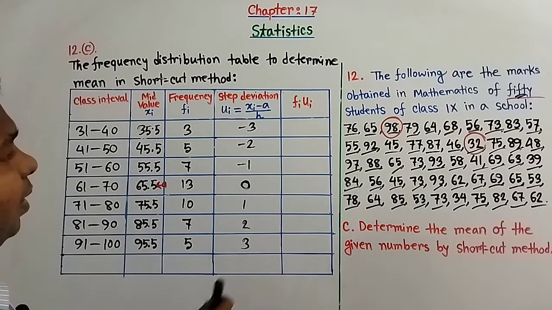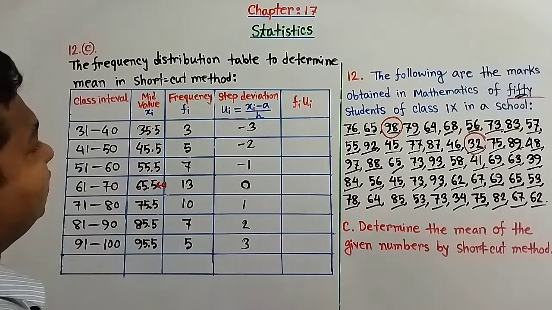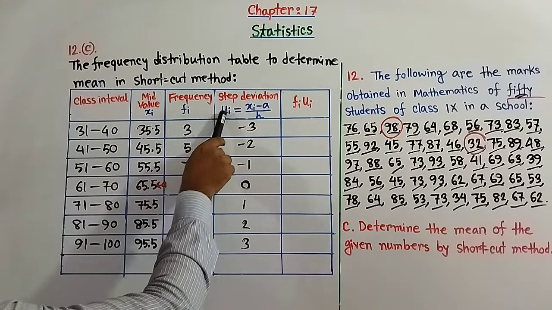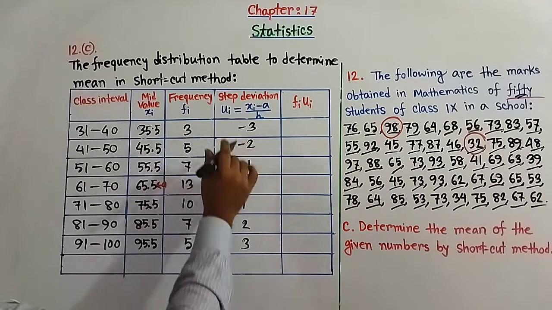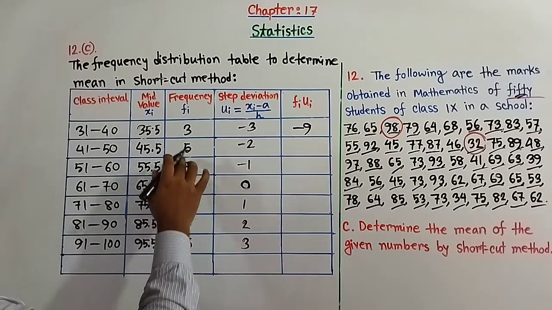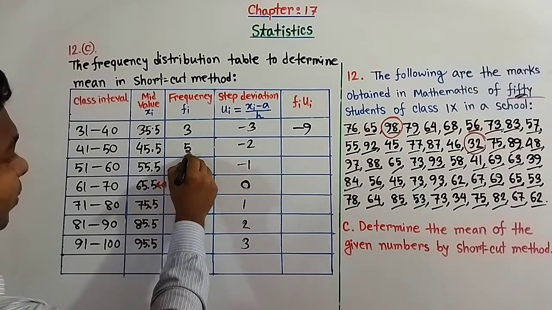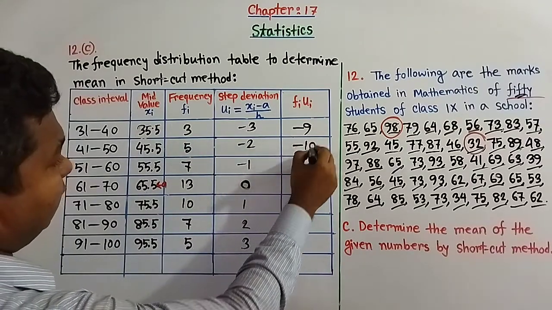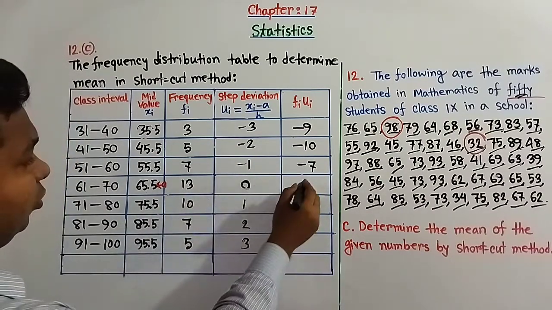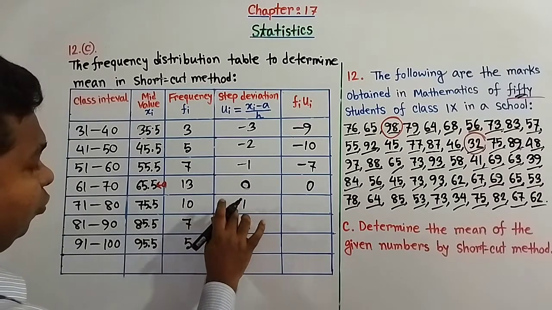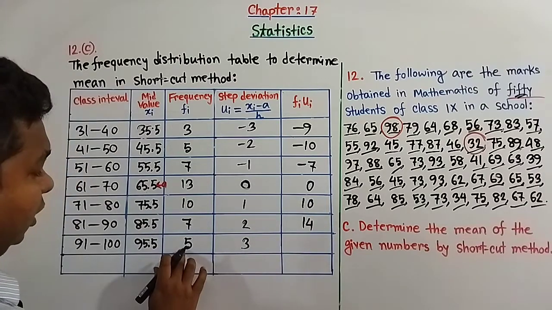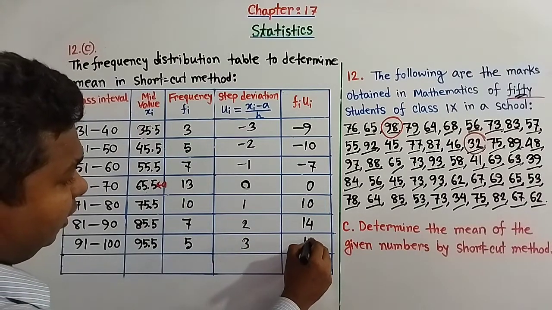Now our final column, fi ui, that is frequency times step deviation. Multiplying 3 and -3 we get -9. Then in the second class, fi into ui, 5 into -2 equals -10. Then 7 into -1 equals -7. 13 into 0 equals 0. 10 into 1 equals 10. 7 into 2 equals 14. And 5 into 3 equals 15.